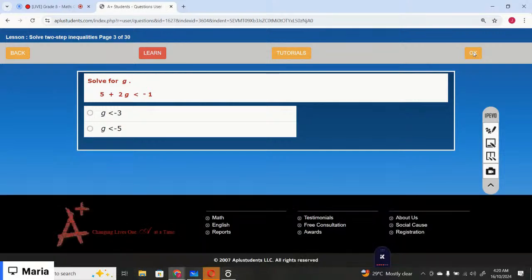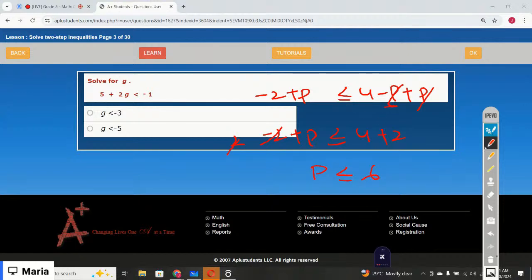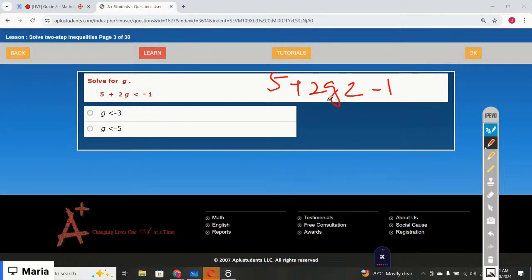The next one is solve for g. So now let's just solve for g. That is 5 plus 2g is less than negative 1. So subtract 5 from both sides. 2g plus 5 minus 5, negative 1 minus 5, the 5s cancel out. 2g is less than negative 6, so g is less than negative 3. Got it?